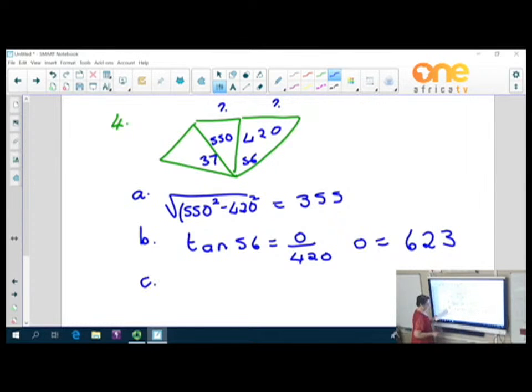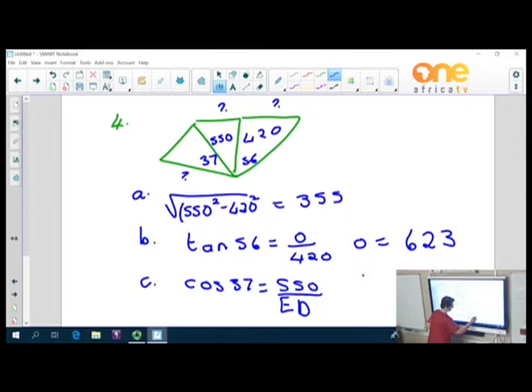The last one, number C, is to calculate DE. Now we're here. This is what we want to calculate. Which function will we use? Cosine. It's the included angle. So cosine 37 is equal to 550 over ED. And which method this time? Bottom divide. So it is 550 divided by cosine 37, and it is then, my answer is 689 meters.